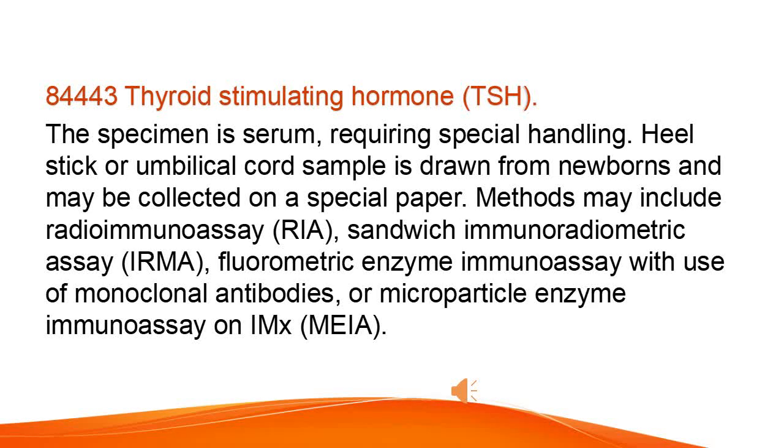Thyroid stimulating hormone, TSH. The specimen is serum, requiring special handling. Heel stick or umbilical cord sample is drawn from newborns and may be collected on a special paper. Methods may include radioimmunoassay, RIA, sandwich immunoradiometric assay, IRMA, fluorometric enzyme immunoassay with use of monoclonal antibodies, or microparticle enzyme immunoassay on IMX, MEIA.